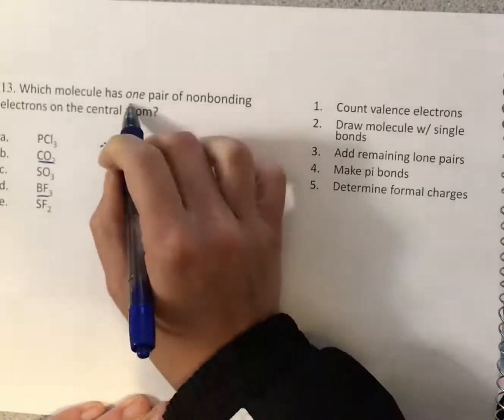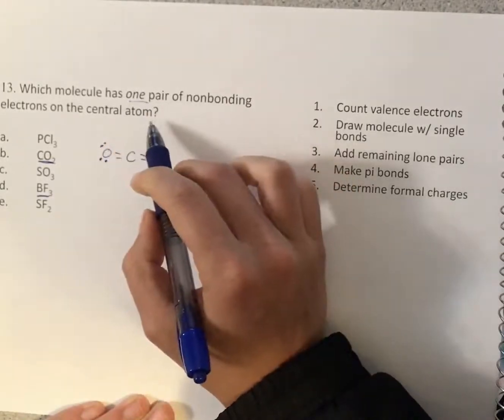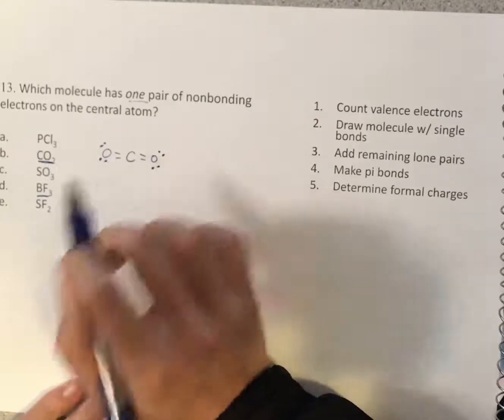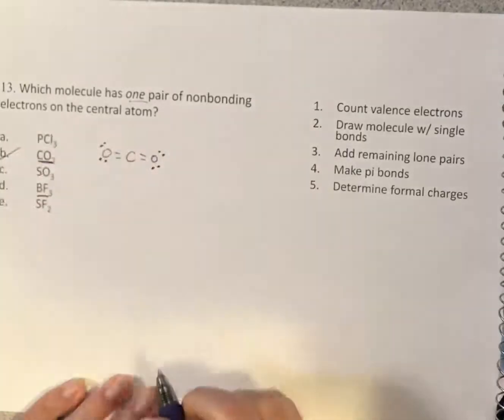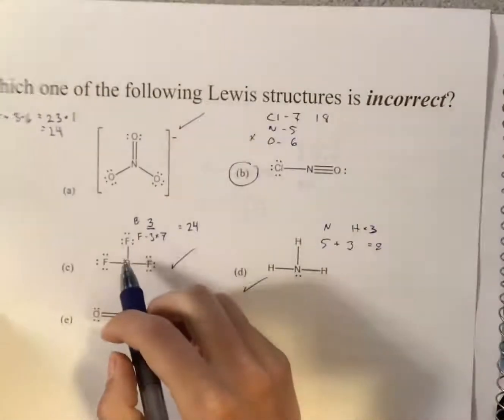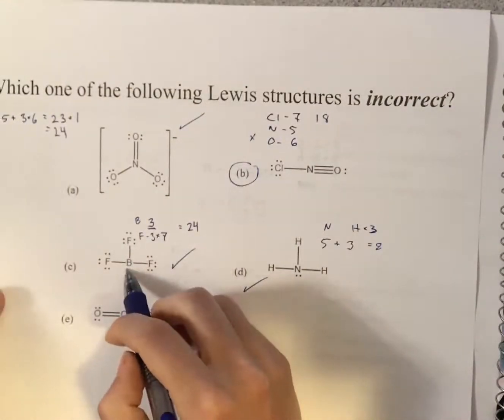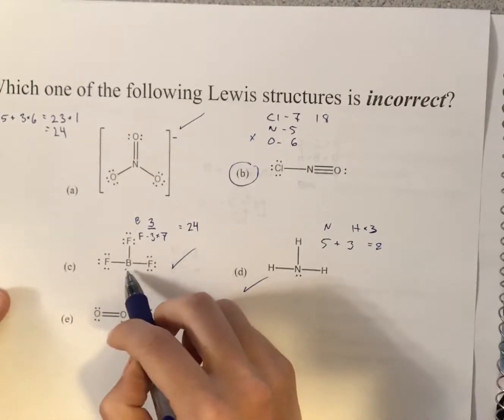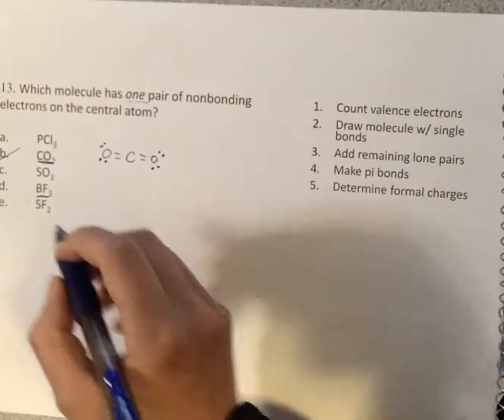And we're looking for 1 lone pair on the central atom. And we can see that that is not the case. So the answer is not B. We also saw BF3 on the last problem. So BF3 was right here, and that structure does not have any non-bonding electrons on the central atom, so that one is also wrong.